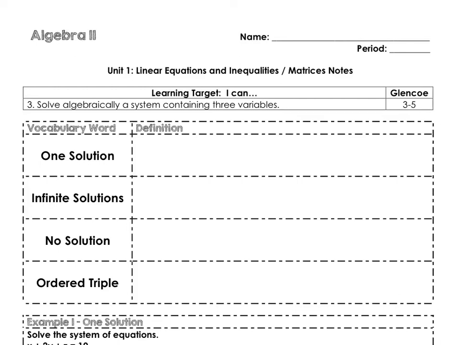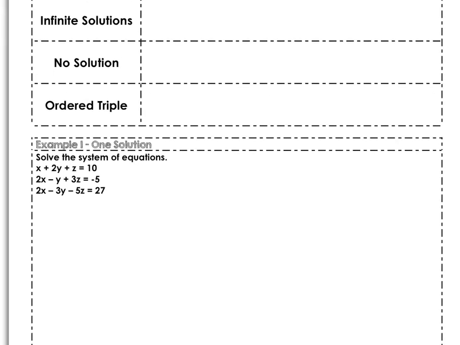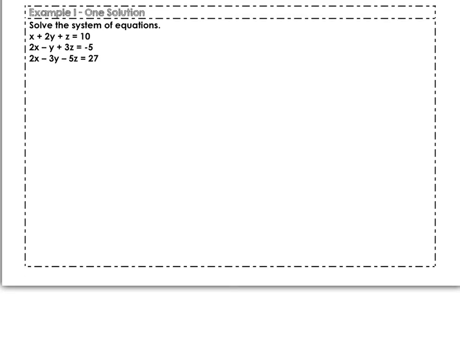All right, we're now looking at 3 by 3 systems of equations, which is going to follow the Glencoe Notes 3-5. Make sure once again that you take a look at the vocab words throughout the textbook and are recording them in your notes. We're going to look at example 1 where we're solving the first 3 by 3 system. The method used in Glencoe is called elimination.